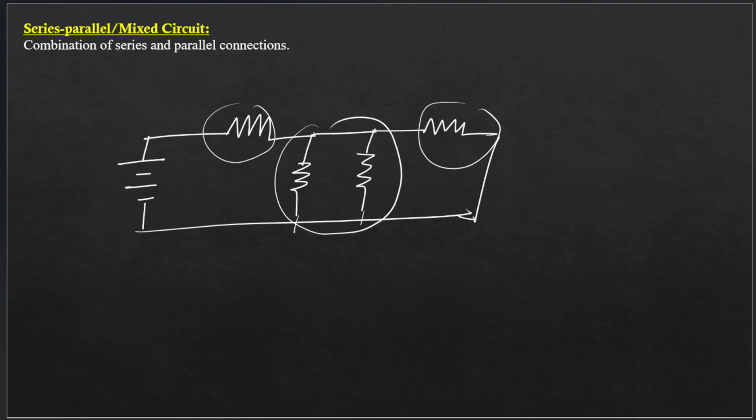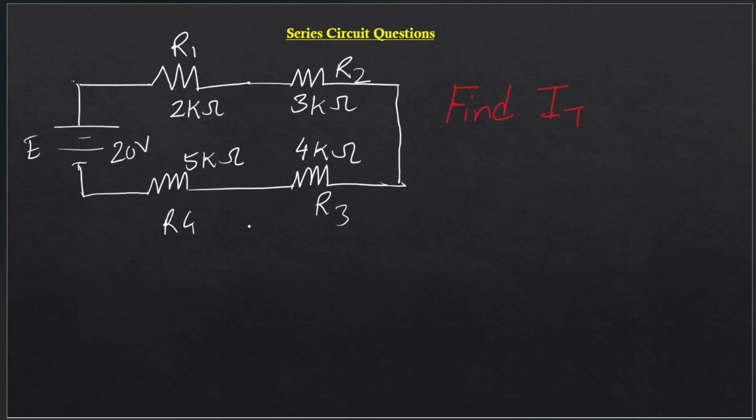Now let's move on to some practice questions. So this is a series circuit question. As you can see, R1 and R2 has one common point, R2 and R3 has one common point, R3 and R4 has one common point, so we can determine that this is a series circuit. Now we have to find IT.